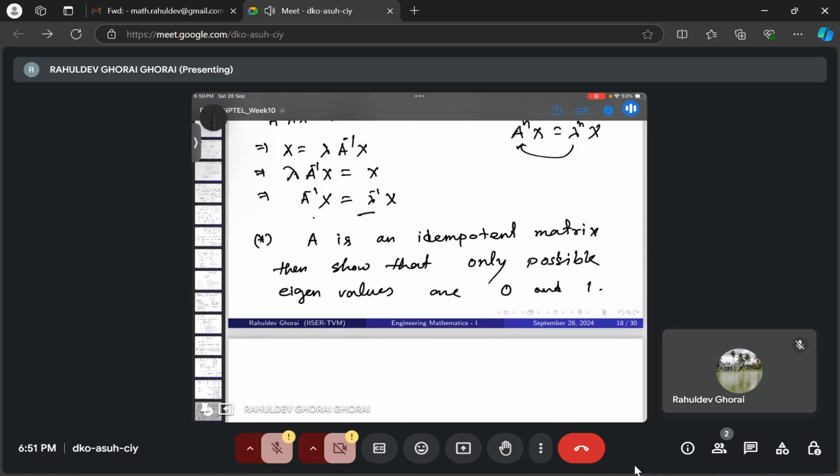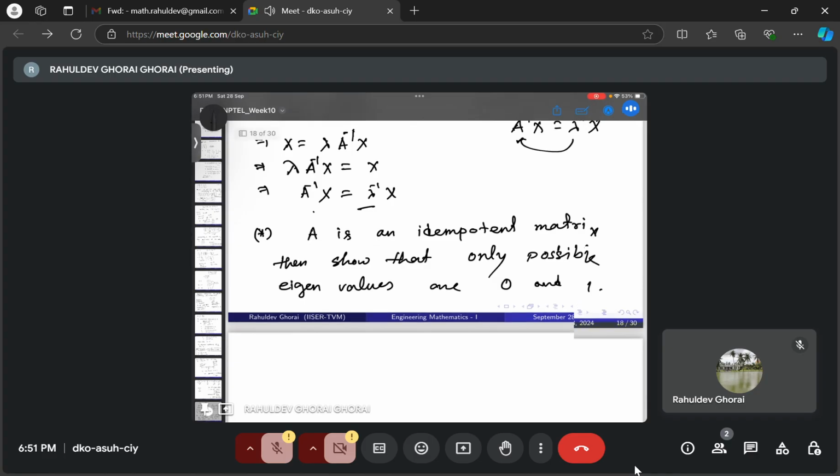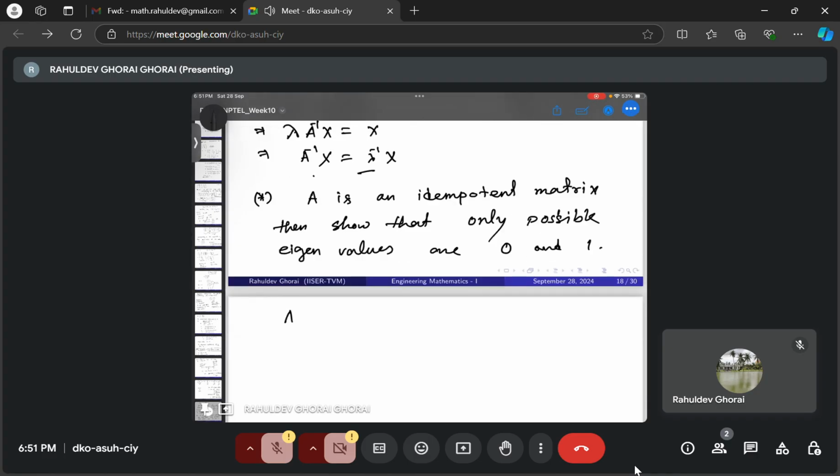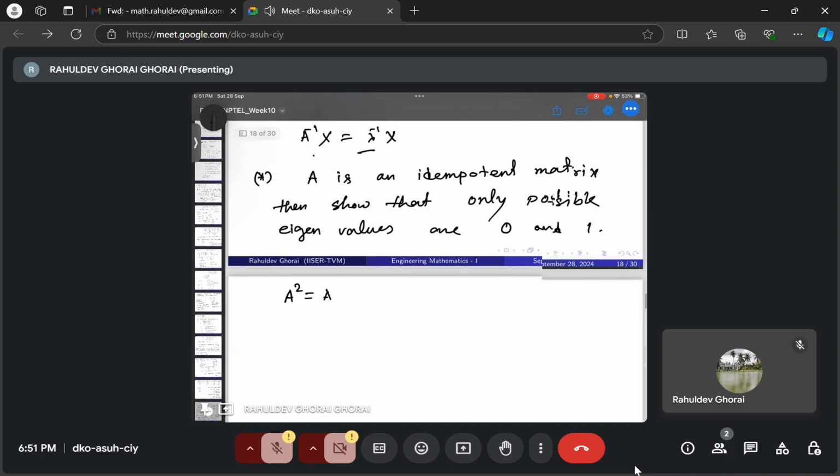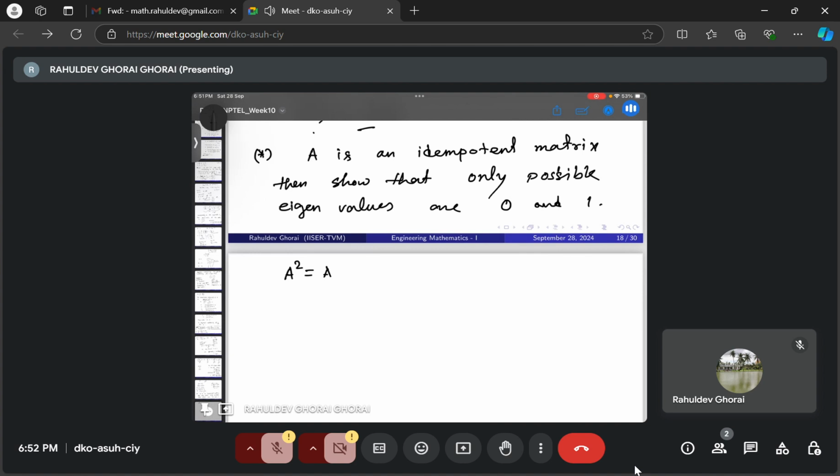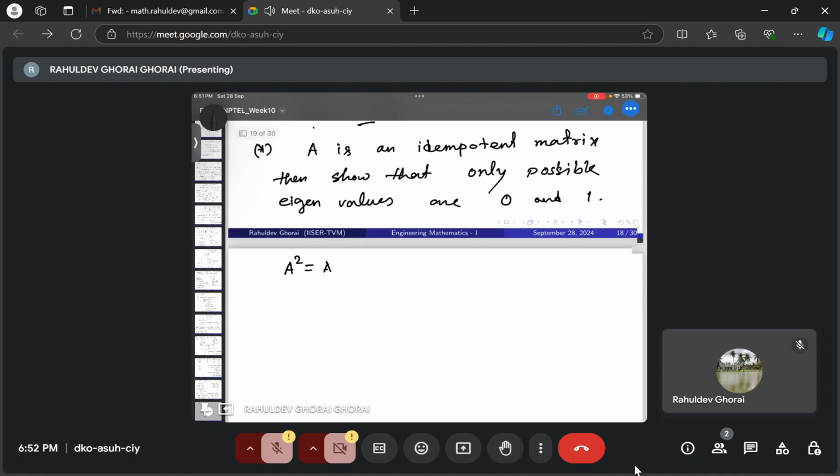So what is an idempotent matrix? What is the definition of an idempotent matrix? The definition is like, if A is an idempotent matrix, then A square should be equal to A, right? So now what you see, now it's very interesting.